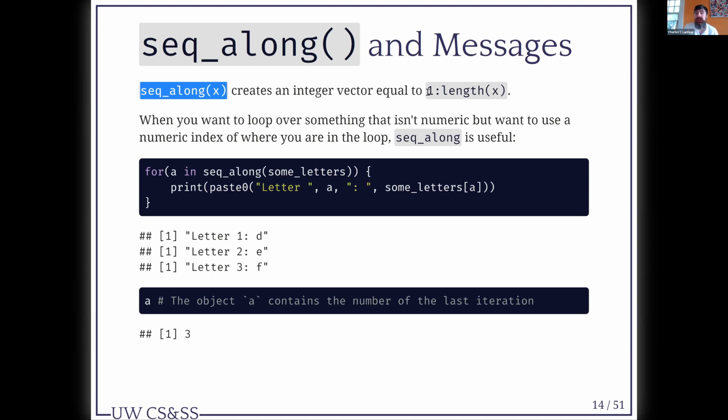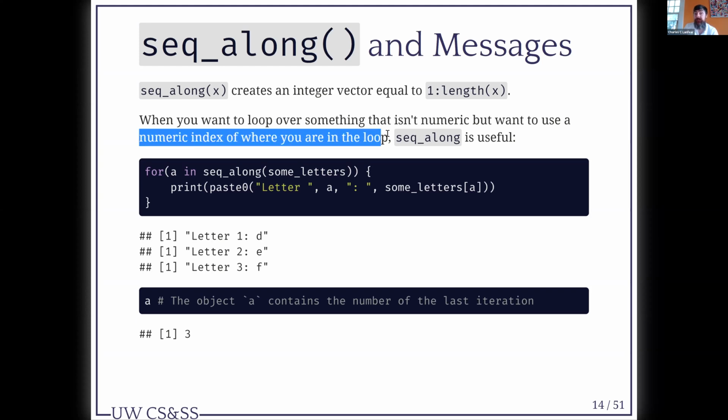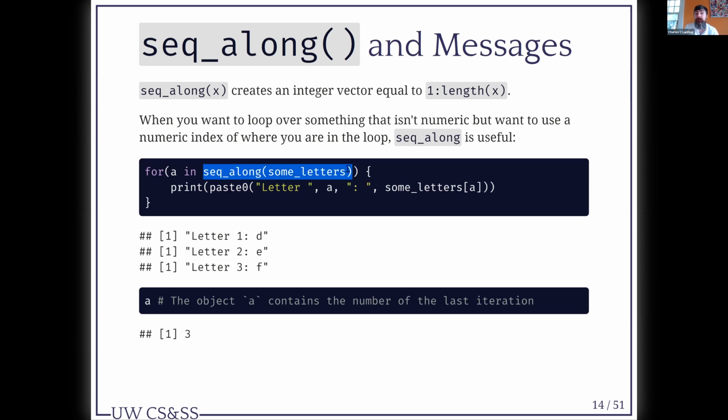It's just a shortcut for this. So when you want to loop over something that isn't numeric, but you need a numeric index of where you're at in the loop, seq_along can be useful, right? You could say, for instance, for a in seq_along(some_letters). If we remember, some_letters is a length 3 vector of D, E, and F. So seq_along(some_letters) here is the numbers 1, 2, and 3.